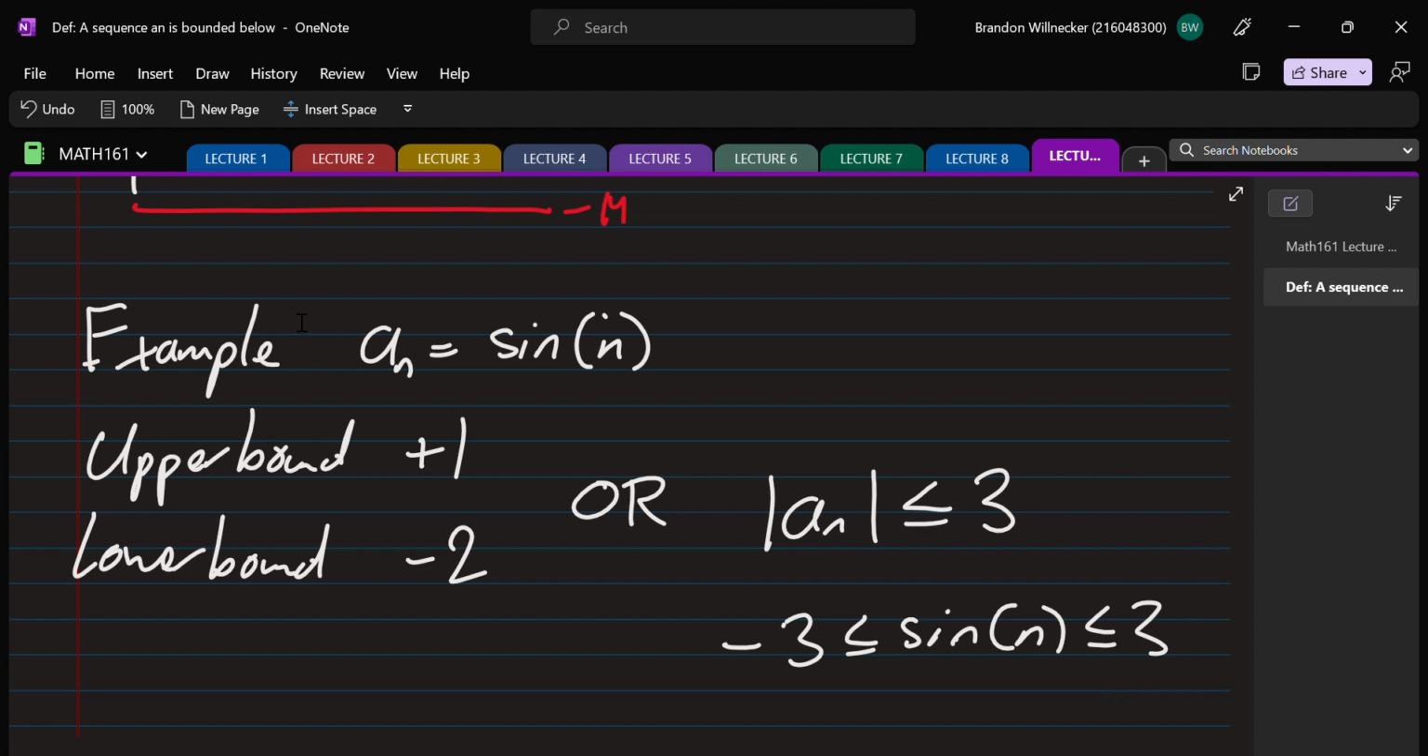Yes? Yeah, as long as it's smaller. So we know sine doesn't go below minus 1. So you can put minus 1, you can put minus 2, you can put minus 50. All of those values are lower bounds. Okay, let's look at another example of this.